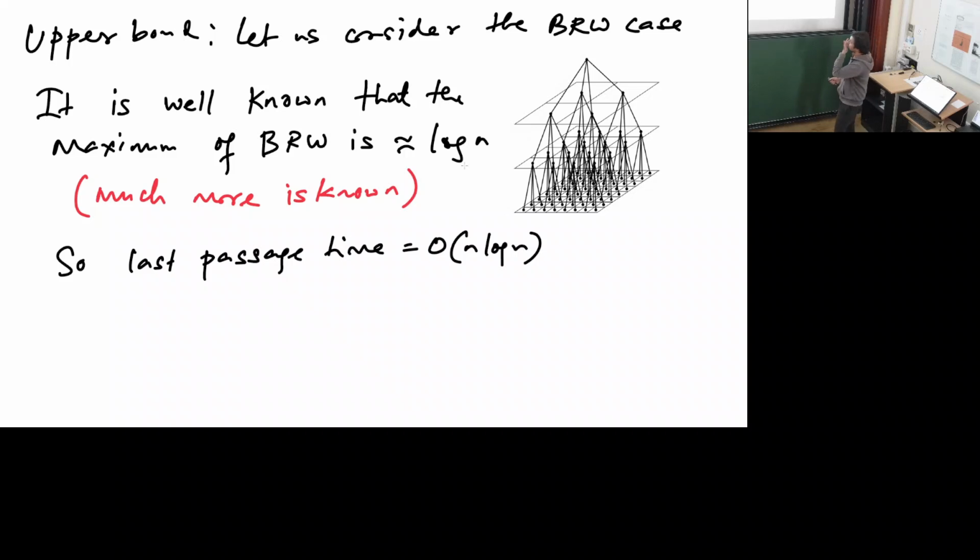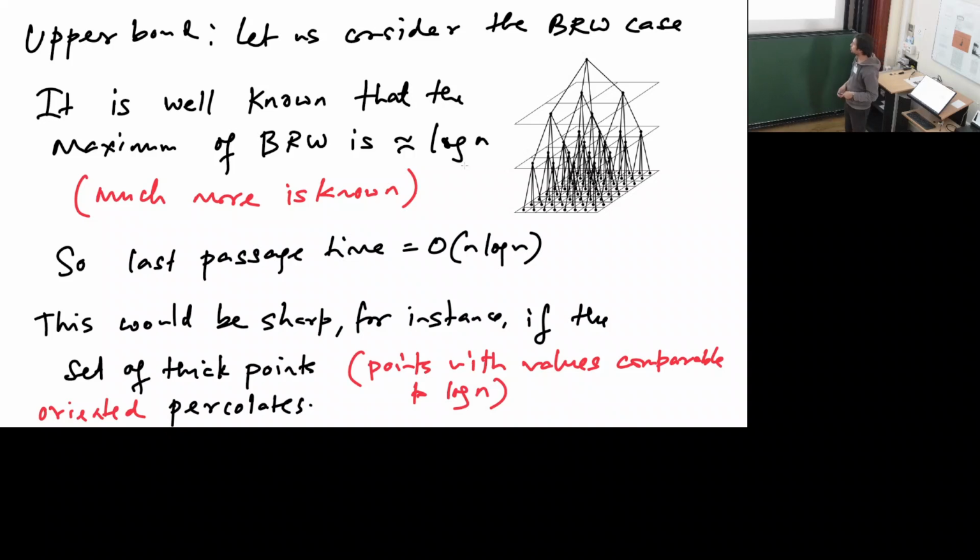As I said, for the branching random walk, it's known that the maximum of the field is log n. Actually much more is known: the last passage time is no more than order n log n. And okay, so when would this be sharp? When would you expect this to be sharp?